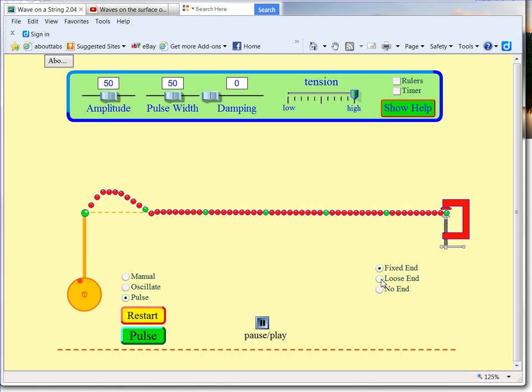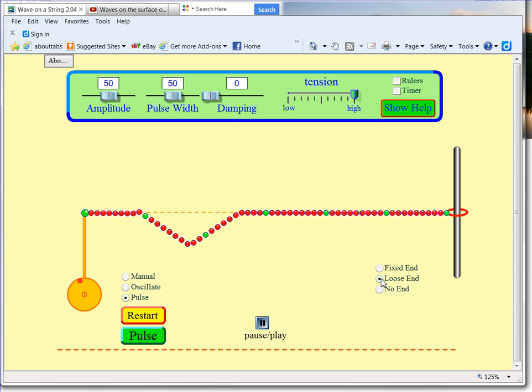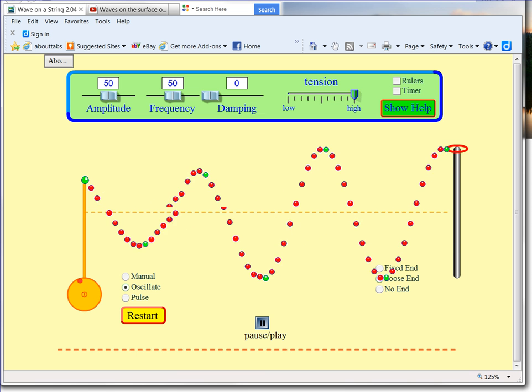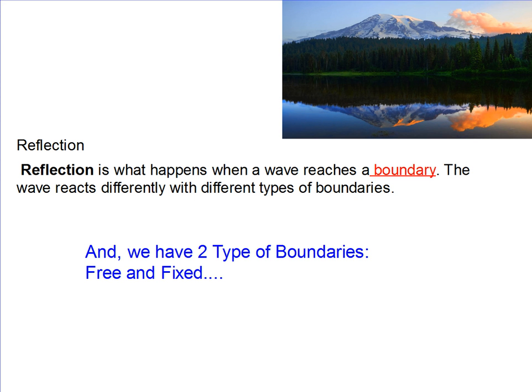Now, what happens when we have a loose end? On a loose end, the wave is able to go up and come back down. And we see that in this case, the wave reflects as well, but it reflects on the same side as the incident wave. Now, everyone loves to do this, and I strongly recommend you get on the PhET simulations and play with them, but you can do all sorts of cool and fun things. Okay, back to notes.